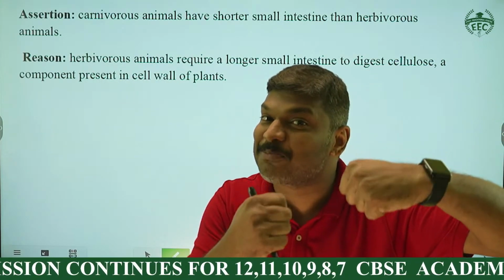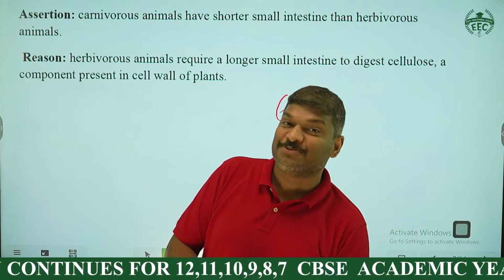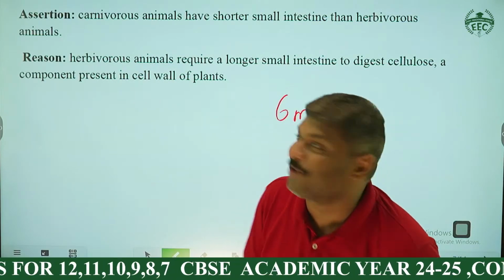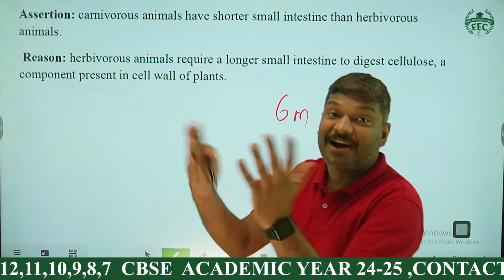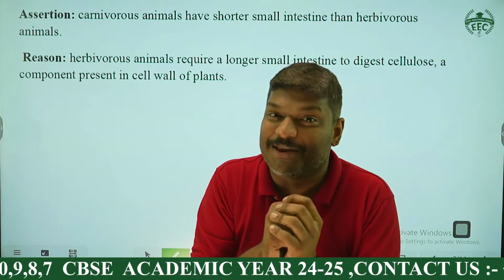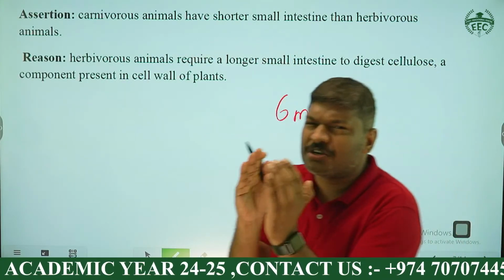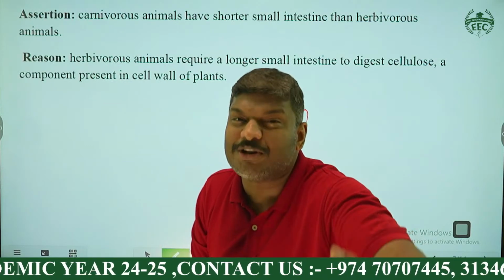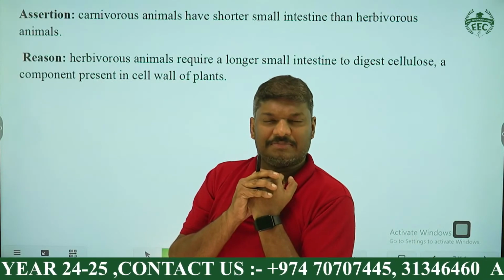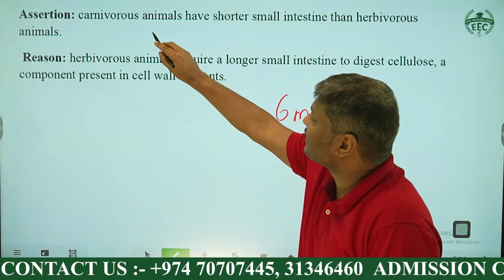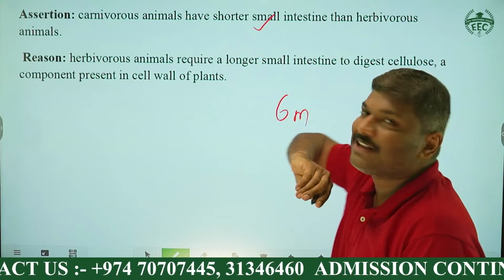Because there are some finger-like projections in the small intestine for absorbing everything. What are they called? The villi, villi, villi, you know that. And here you can see the question is about carnivorous animals, the flesh-eating animals. The assertion is that carnivorous animals have a shorter small intestine, while herbivorous animals have a longer small intestine. There will be a reason, right? And actually, you can see that carnivorous animals having a shorter small intestine is correct.